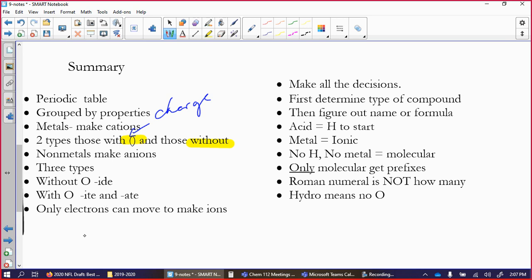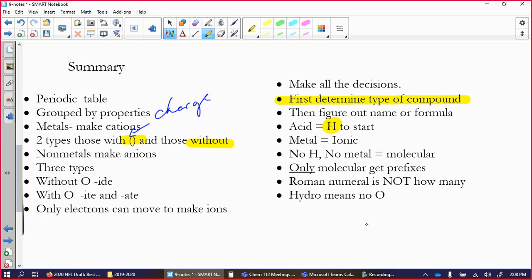Make all decisions first. This is the kind of big thing. I guess I'll just do this. Determine what type of compound. Based on what type of compound, you follow one of the three sets of rules. So I have here: an acid has an H. A metal is ionic. No H, no metal is molecular. Molecular gets prefixes. Roman numeral is in how many.